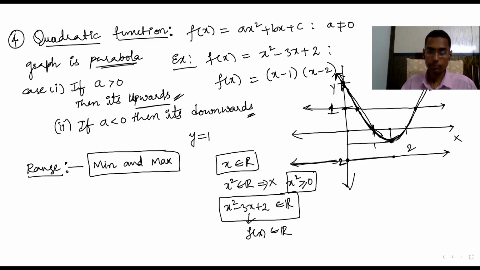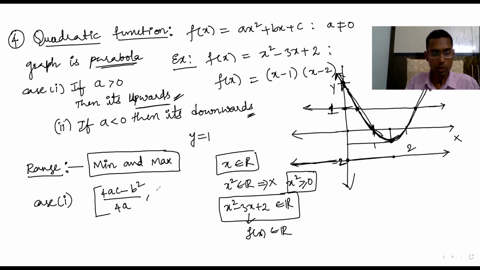I will tell you how to find the minimum and maximum value. There are methods to find it. Anyway, I'll give you one formula. For case 1, the range becomes 4ac minus b square by 4a to infinity. That means this is the minimum value, and the maximum is up to infinity.